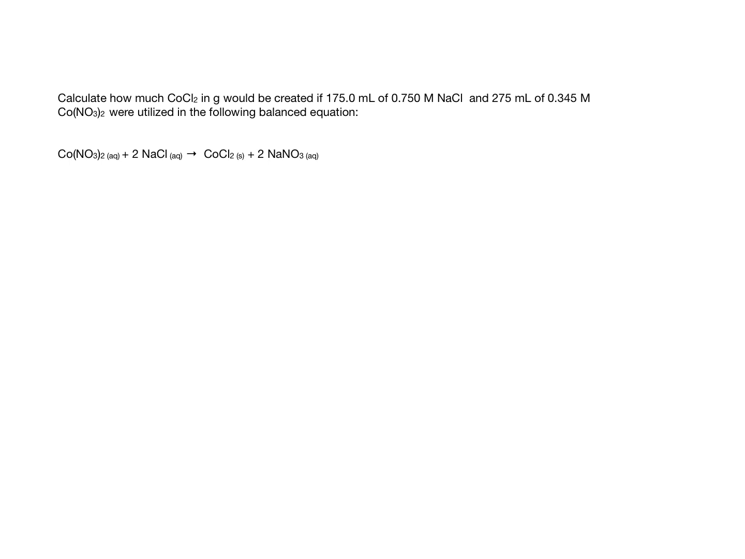In this calculation, it states, calculate how much cobalt-2 chloride in grams would be created if 17.5 milliliters of 0.705 molar sodium chloride and 275 mL of 0.345 molar cobalt-2 nitrate were used in the following balanced equation below. So we are looking for the cobalt chloride in grams because this is a precipitation reaction.